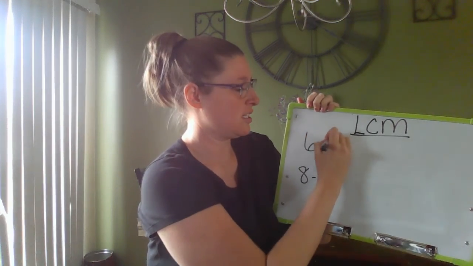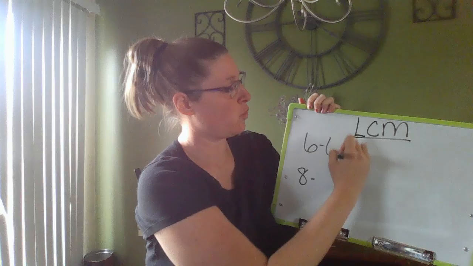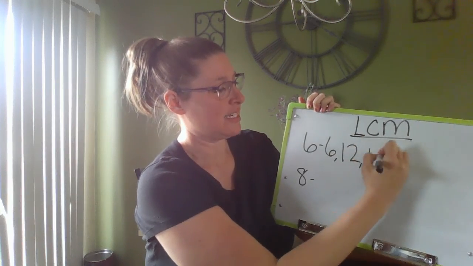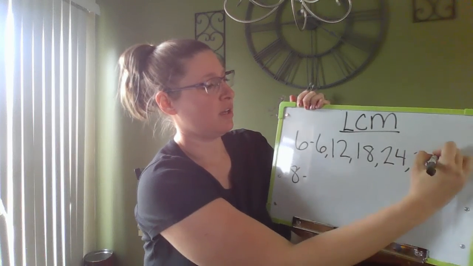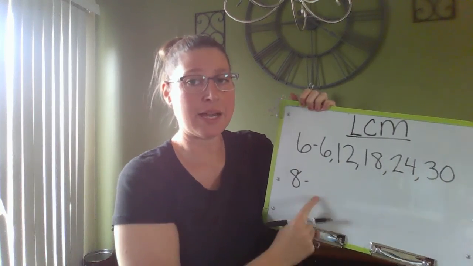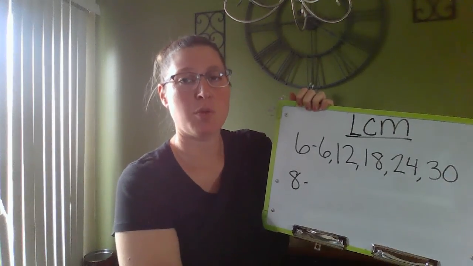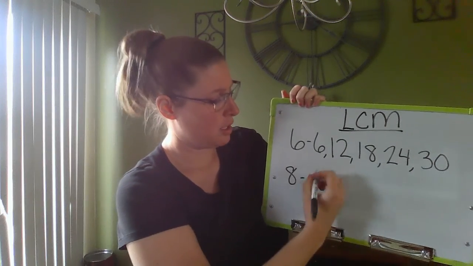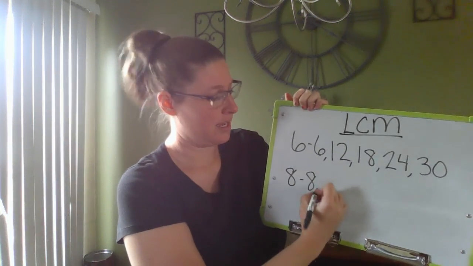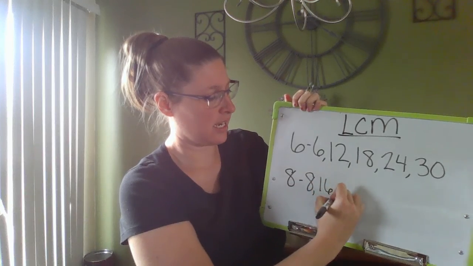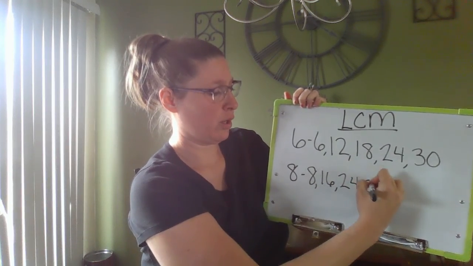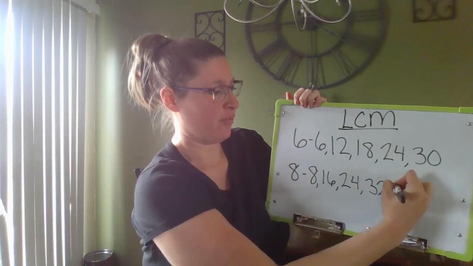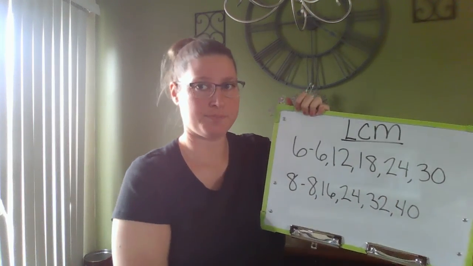So 6 times 1 is 6. 6 times 2 is 12. 6 times 3 is 18. 6 times 4, 24. 6 times 5 is 30. Now I'm going to look at the 8, and I'm going to multiply it out 5 times. 8 times 1, 8. 8 times 2, 16. 8 times 3, 24. 8 times 4, 32. And 8 times 5 is 40.